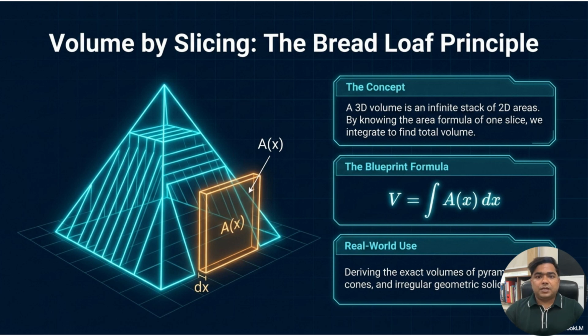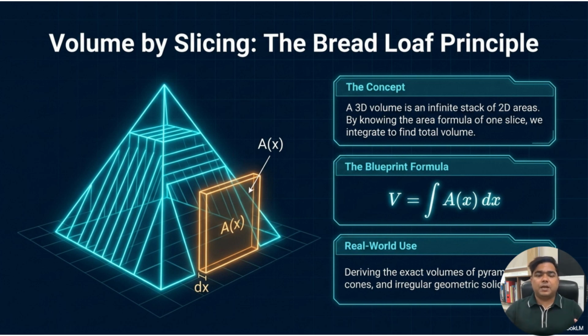The formula is V equals the integral of A of x dx. Verbally, we say volume equals the integral of the cross-sectional area A of x with respect to x. Here, A of x means the area of a slice taken at position x. The thickness of each slice is dx. So the tiny volume of one slice is A of x times dx. When we integrate, we add all the slice volumes.